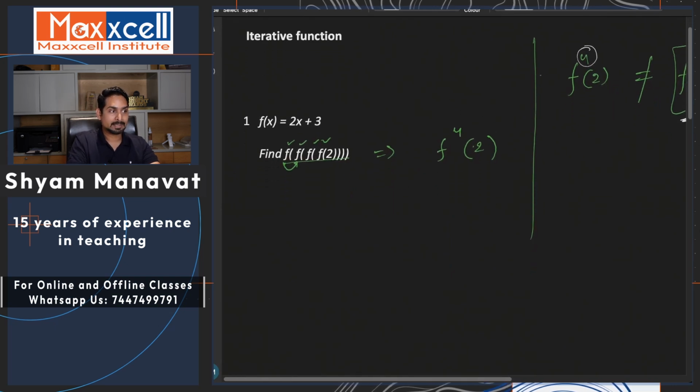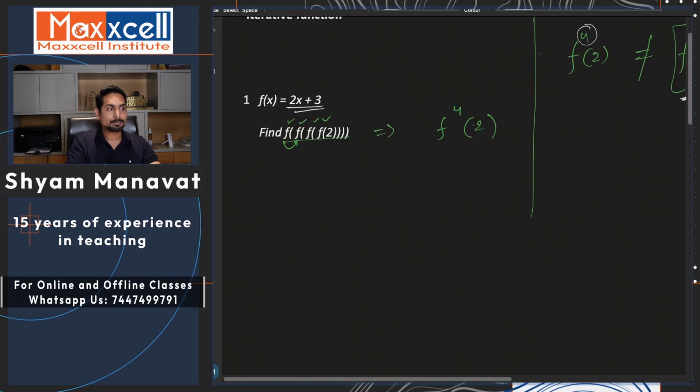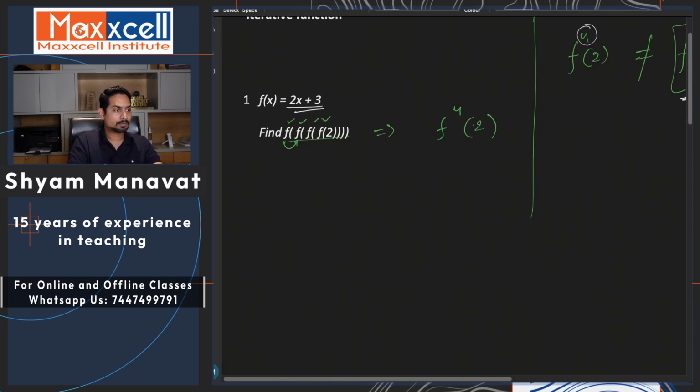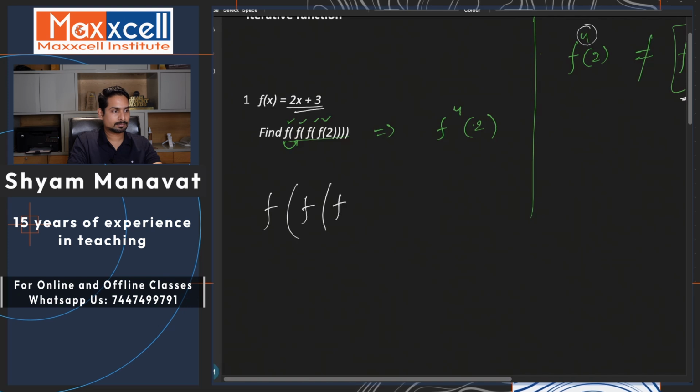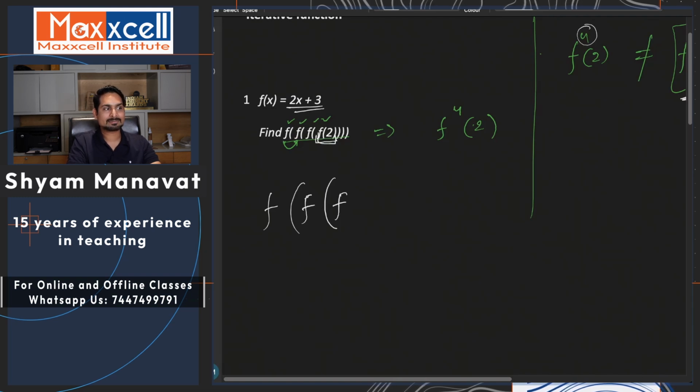So I have f(x) as 2x plus 3. Now the input is 2. So 1, 2, 3, the function, bracket this bracket. And the fourth one is what? f of 2. Now tell me, if f(x) is 2x plus 3, I will not solve this in detail, what will be f(2)?